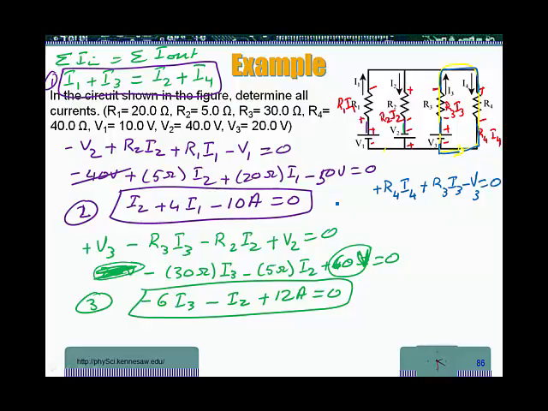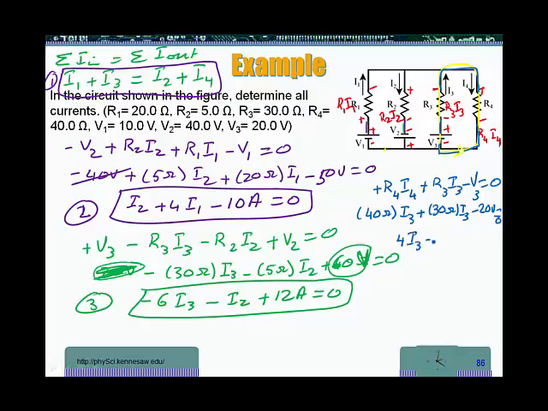Plug in the numbers, so here R4 is 40 ohms, so that's 40 ohms I4. And then R3 is 30 ohms, so that's plus 30 ohms I3, minus V3, minus 20 volts is equal to 0. To simplify this, I'm going to just divide everything by 10 ohms.